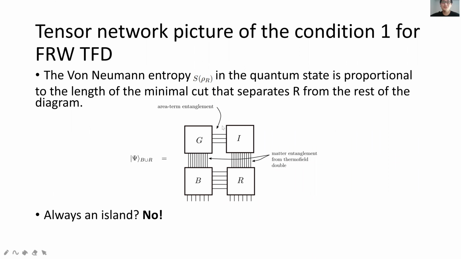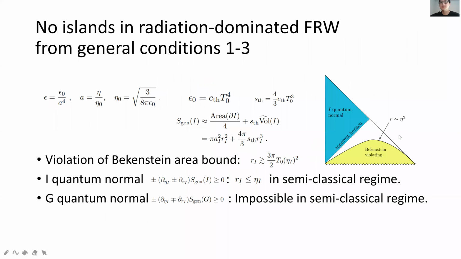So it's natural to expect, now I calculate the entropy of region R. Is it the same story? Do we always have an island as previously suggested? Actually, no. So let me just show you. The first simplest example you will consider is the radiation dominated FRW. So this is the solution.